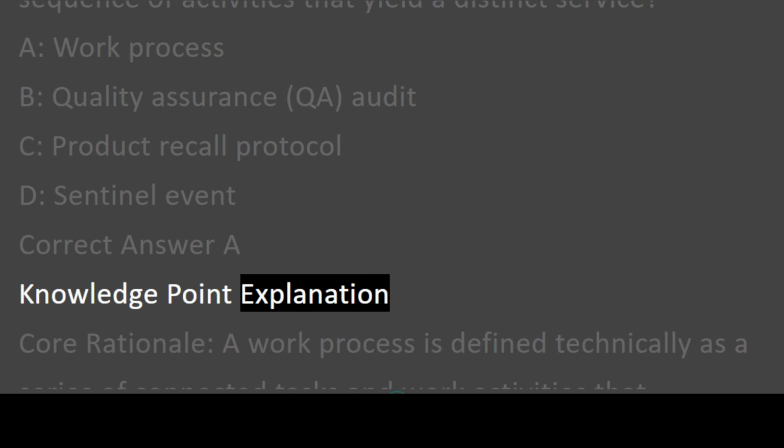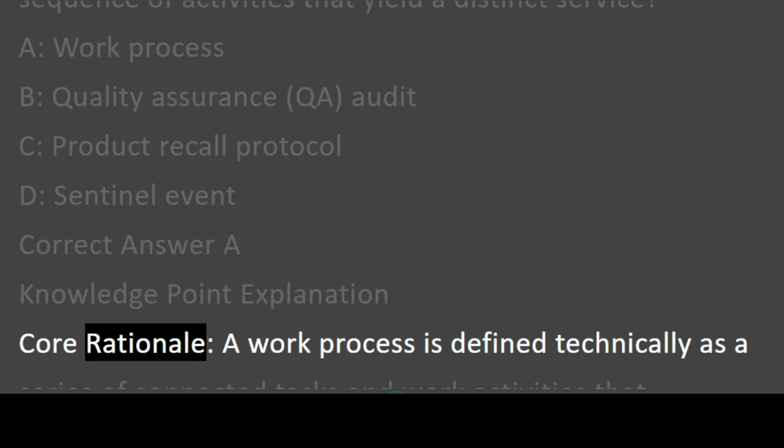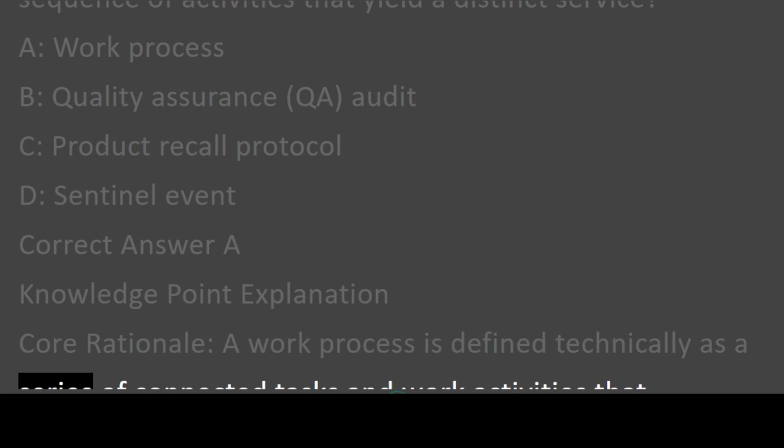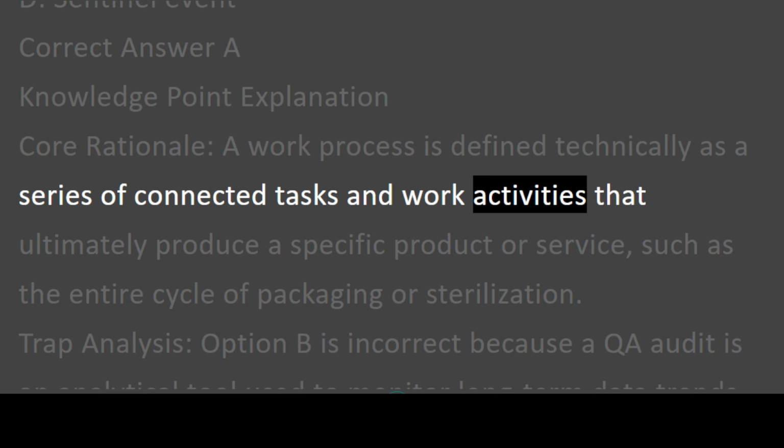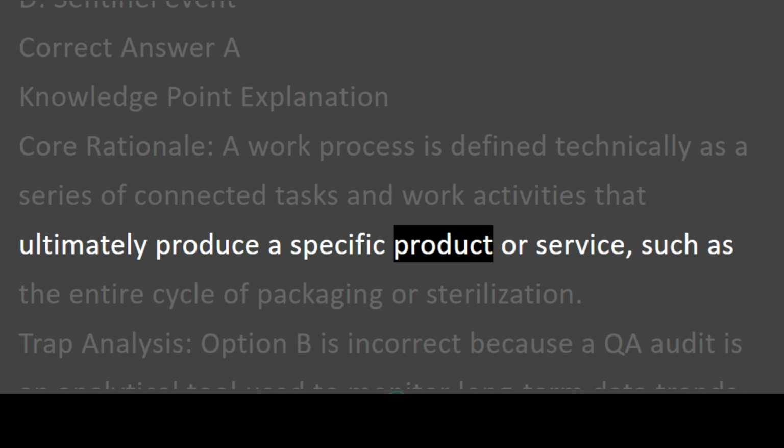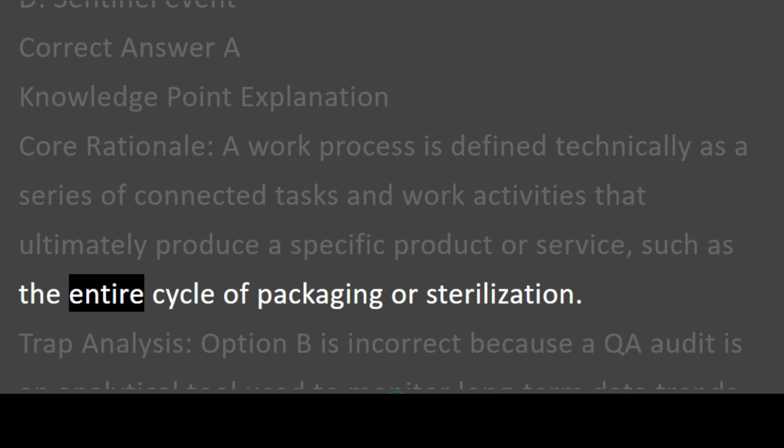Knowledge point explanation. Core rationale. A work process is defined technically as a series of connected tasks and work activities that ultimately produce a specific product or service, such as the entire cycle of packaging or sterilization.